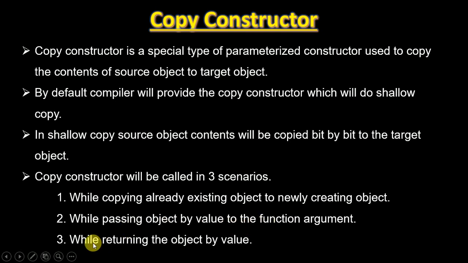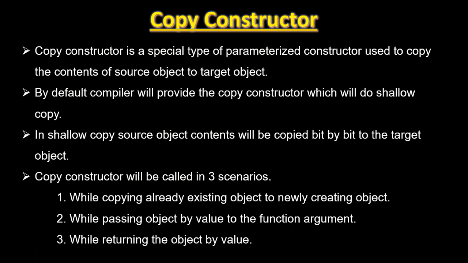And the third one is while returning the object by value. Even for returning, we can do it three ways. You can return the address, you can return the value, or you can return the reference of the object from the function. So these are the three scenarios where the copy constructor will get called.